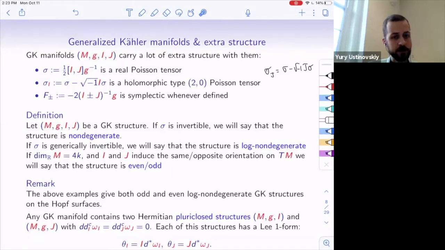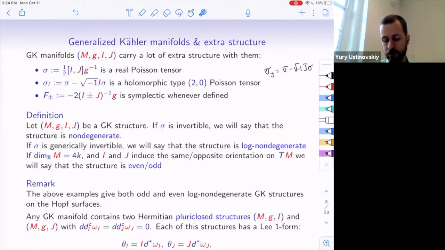And again, a final remark: you can take a generalized Kähler structure and forget about one of the complex structures, I or J. You can remove it, and doing so, you reduce the structure to a pluriclosed complex manifold. So you actually have two underlying pluriclosed manifolds, M G I and M G J, and like any Hermitian manifold, they also have underlying Lie 1-forms, which, recall, are defined as follows. Again, these Lie forms will be somewhat important later.